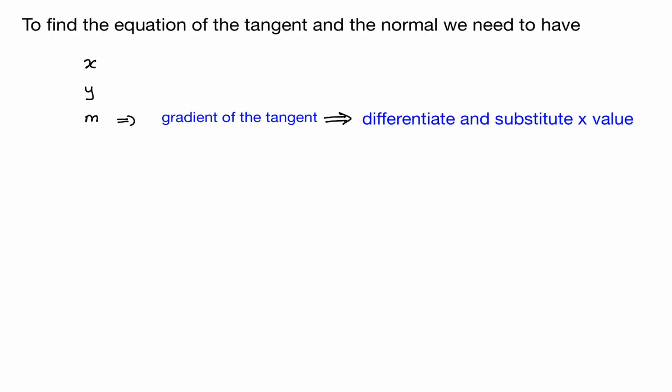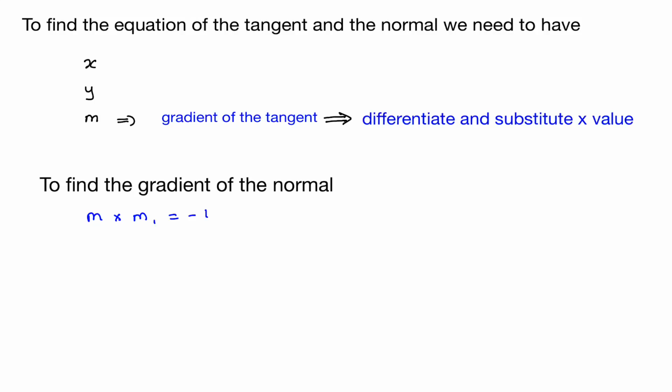To find the gradient of the normal, we have a rule: m times m1 is equal to -1. But there's an easier way to solve it also. Gradient of the normal is equal to -1 over m. For example, let's take that the gradient is 2. So the easy way here is you flip this over. You have to write it as -1 over 2. Flip it over and change the sign.